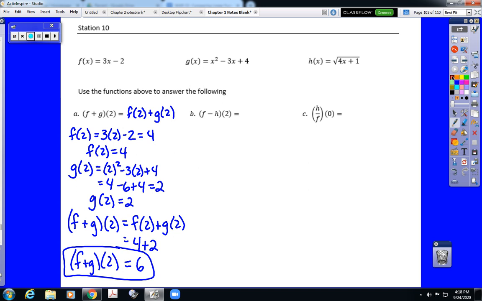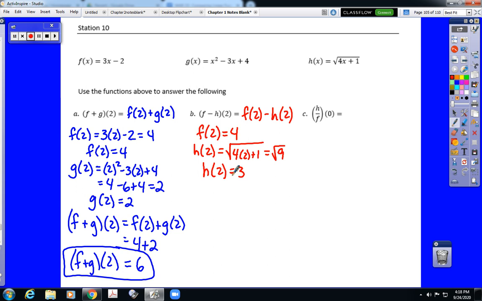On to f minus h of 2. Again, that is f of 2 minus h of 2. We already found f of 2 once, so we already know that f of 2 is 4. H of 2 would be the square root of 4 times 2 plus 1, which is the square root of 9, meaning that h of 2 is 3. So f minus h of 2, which is f of 2 minus h of 2, is 4 minus 3, meaning that f minus h of 2 is 1.